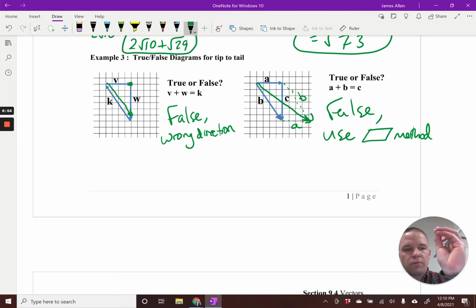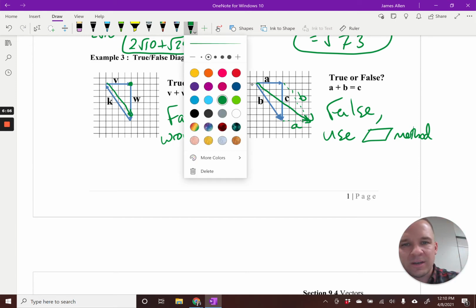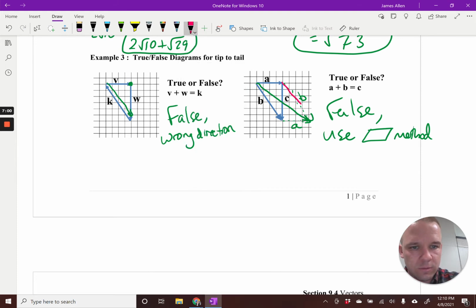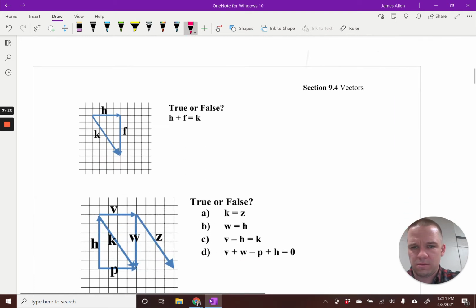Cool. You could have also brought B over. Let me do that in a different color. You could have just slid B over like this, and done your tip to tail method. In any event, you would still get C being that solid green one there, which is not what we had there. So false again. Bummer. Two false in a row.